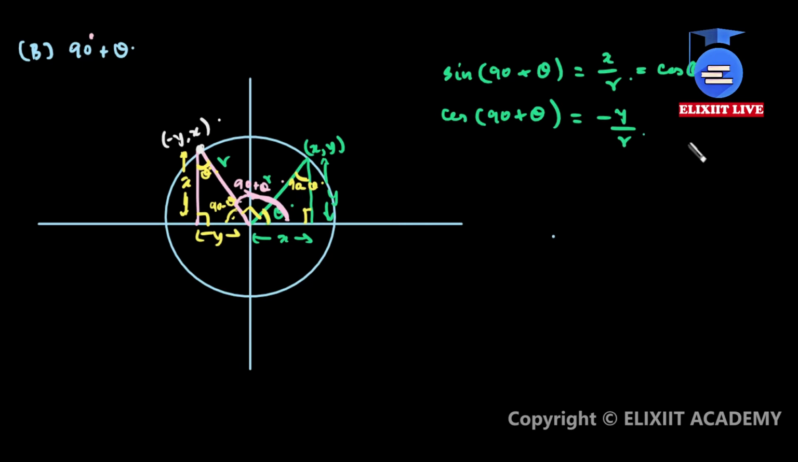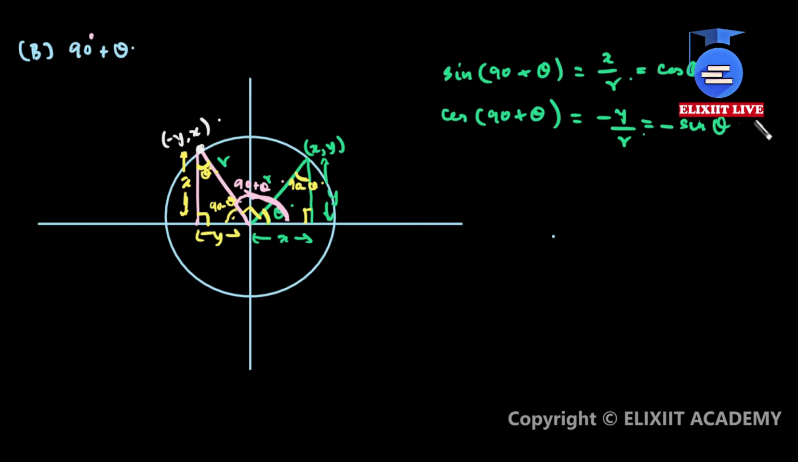Now originally y by r was sin theta. So we have minus sin theta. So cos 90 plus theta is equal to minus sin theta. This is the proof actually.